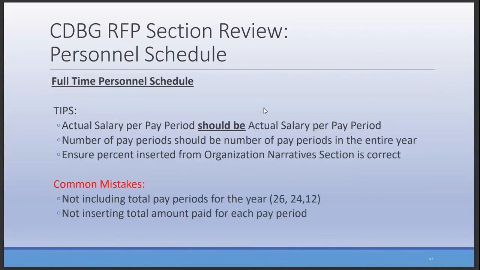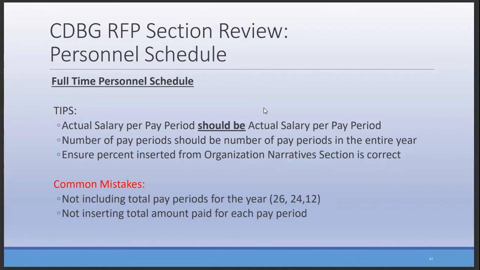Here are some tips regarding completing the full-time personnel schedule. Actual salaries per pay period should be actual salaries per pay period. Number of pay periods should be the number of pay periods within the entire year. Ensure that the percent of time charged to the activity from the organizational narrative section is correct. The actual salaries and the number of pay periods must be accurate and will be verified by CDA should you be funded. However, the percent charged to the program can be minimally changed by using GoalSeek in Microsoft Excel to make your numbers work as long as the percent charged is still a reasonable estimate.